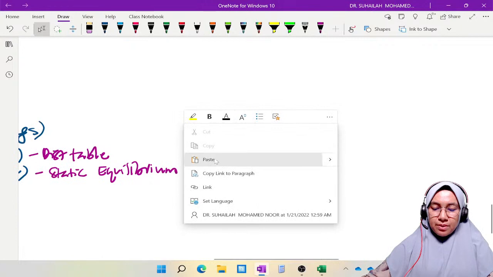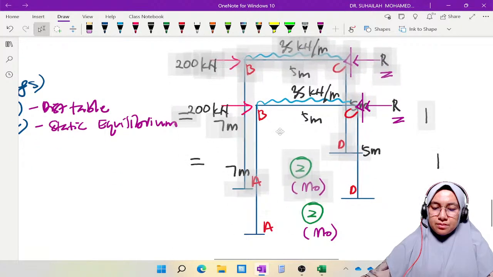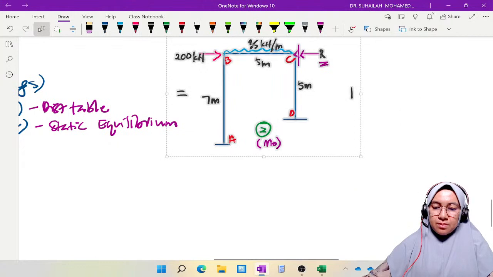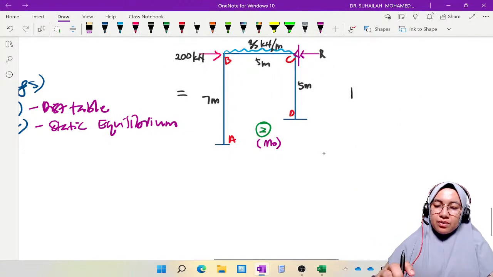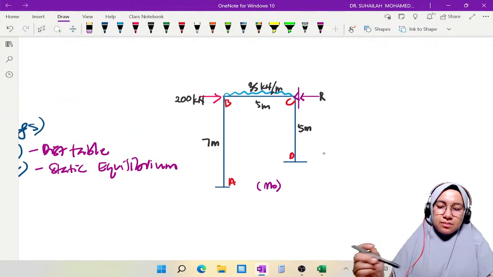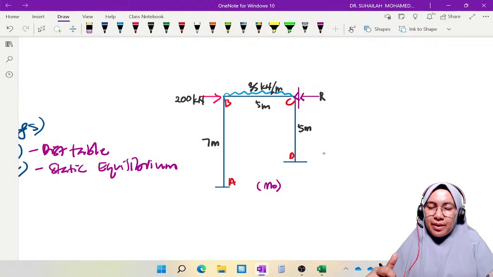Okay, this is for table number one. This is the frame that we are going to analyze for table number one.